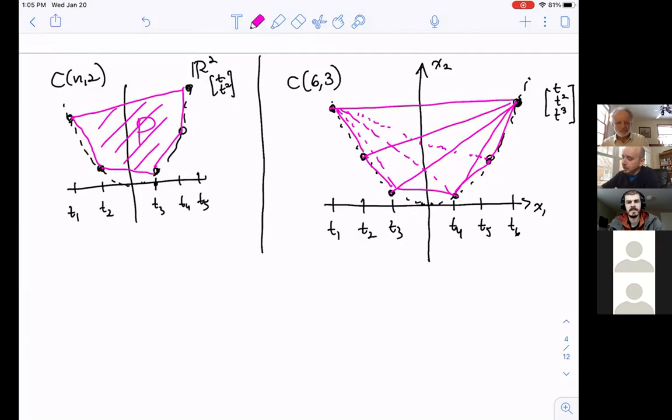Okay, so let's draw some f-vectors. f of C(n,2) is not too surprising, it's going to be a 1, an n, an n, and a 1, right? That's again f_{-1}, f0, f1, and f2. They're always going to have the same number of vertices as edges because they're polygons.